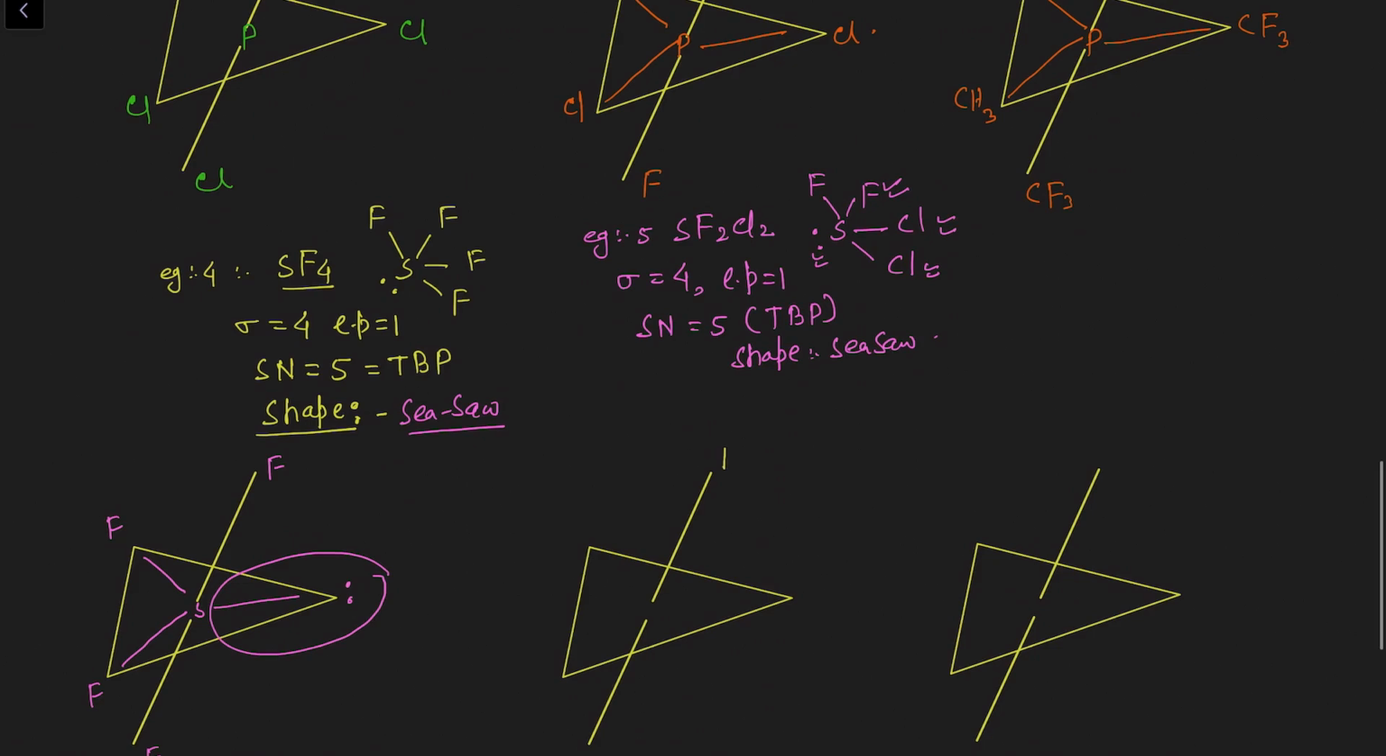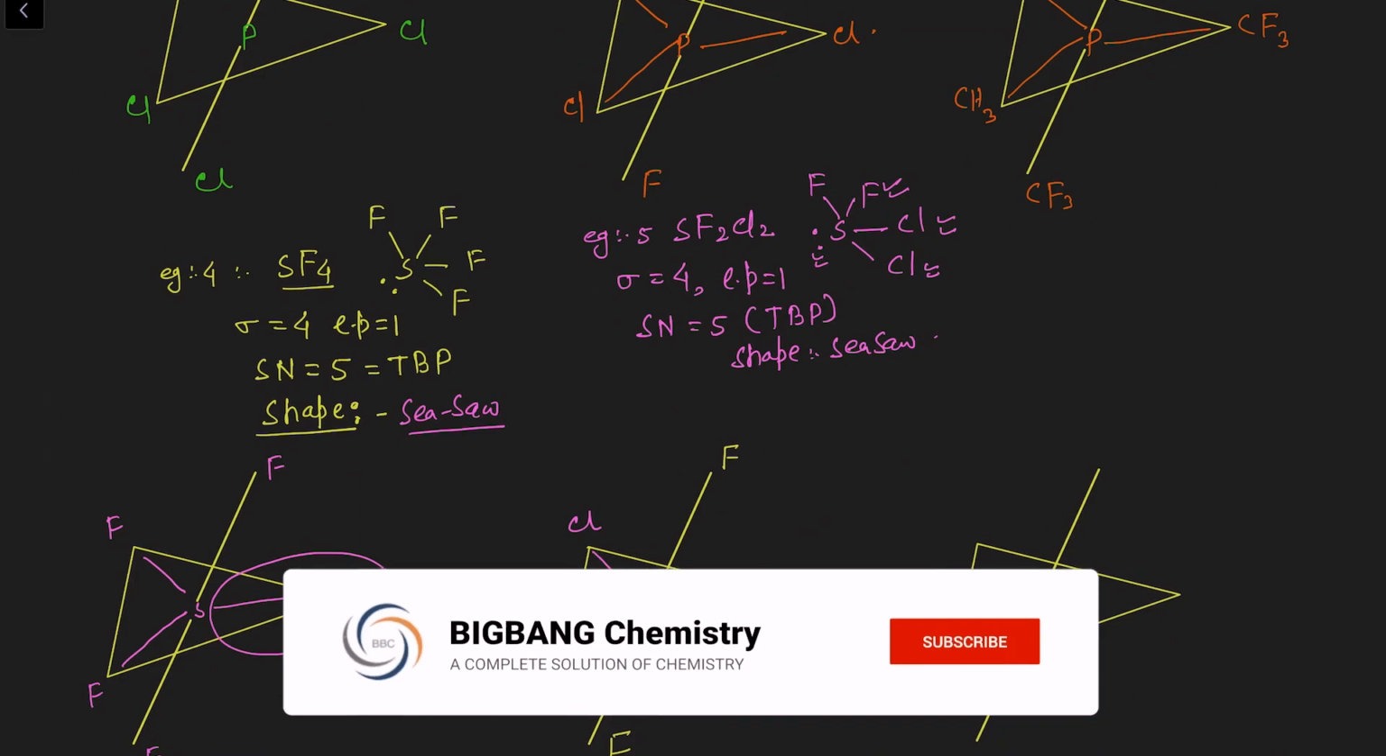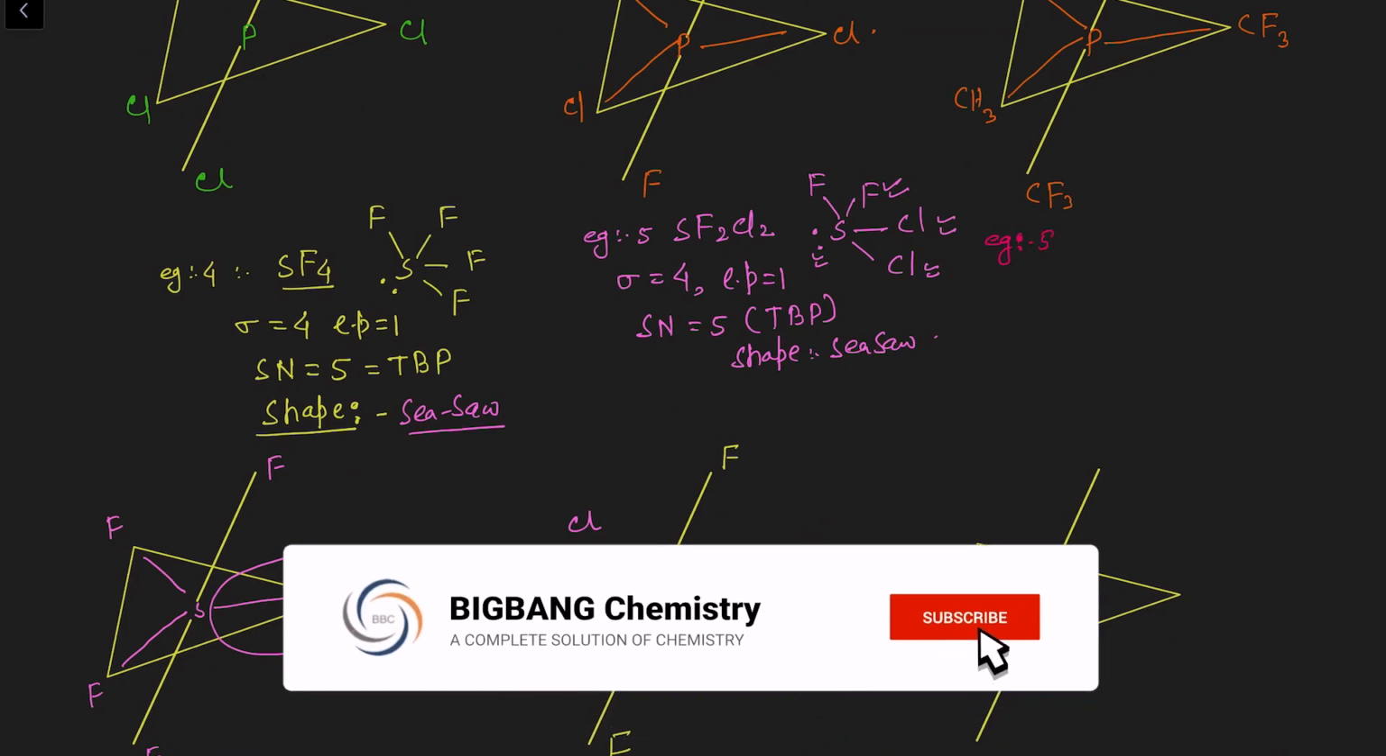First, according to Bent's rule, the axial position is occupied by the more electronegative atom. Done. Now all three of these positions are the equatorial positions. First the equatorial position is occupied by the lone pair of electrons, and then the rest of the equatorial positions are occupied by the less electronegative atom. Who is your less electronegative atom? Chlorine. So here chlorine will come. Now hide the lone pair part, again seesaw shape. Next example, example number 6.